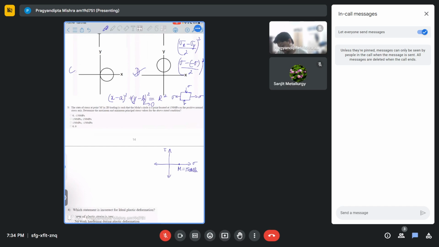So what can we say about the maximum and minimum principal stress values for the above stated condition? Any idea? This is what you were thinking the previous question to be, if you think about it. Your Mohr circle is just a point. Sir, I think the maximum and the minimum principal stress will match with each other. Okay. So what will be the value of maximum and minimum principal stresses? If they're matching, what is the value?